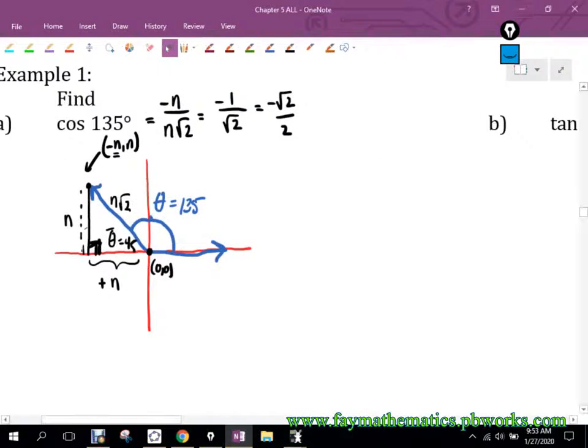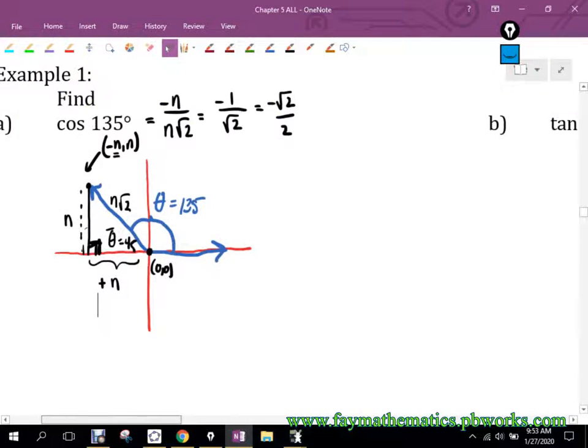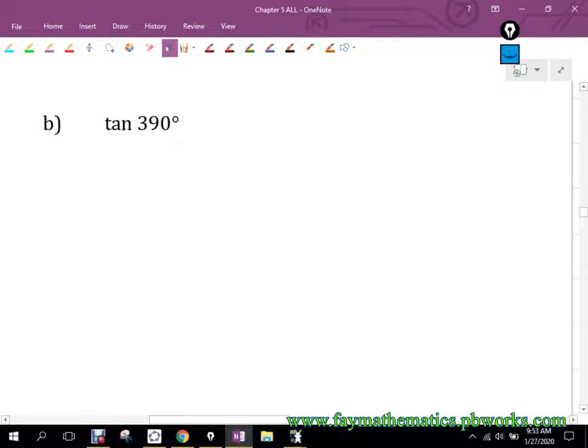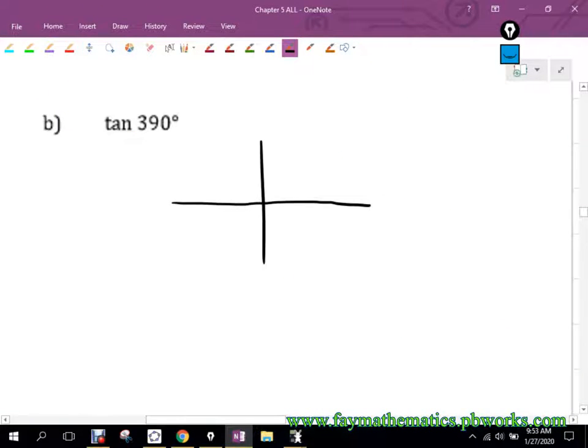Let's do this. We're going to probably run out of time here. Last class we got to this one. Let's see if we can do it. Tangent 390. How many times do I need to go around my circle? At least one. One time, and then how much further? 30 more degrees. So one time, and then 30 more, right? So that angle is 30 degrees.